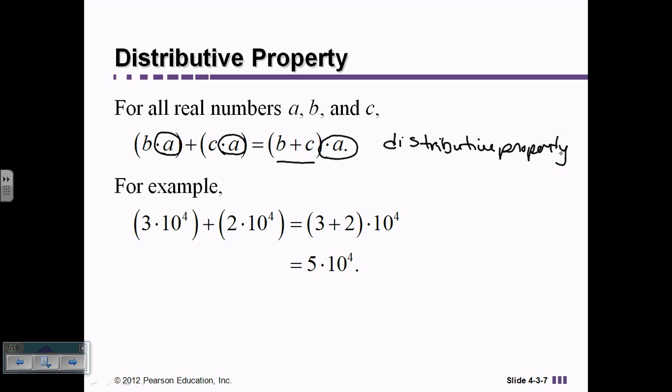Okay, so for example, if I have 3 times 10 to the 4th power plus 2 times 10 to the 4th power, I have 10 to the 4th in both pieces. So I can factor the 10 to the 4th out, and I'm left with the 3 plus 2, which is 5 times 10 to the 4th. So again, we're just using some of our basic properties, in this case the distributive property, to do our calculations, as opposed to having to necessarily pull out a calculator and do all of our calculations that way.